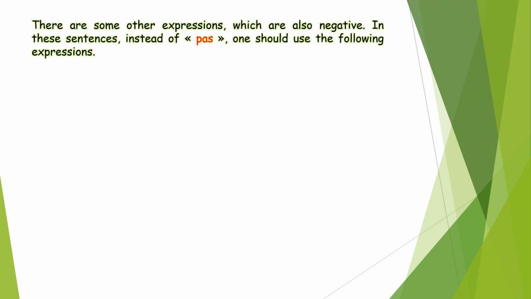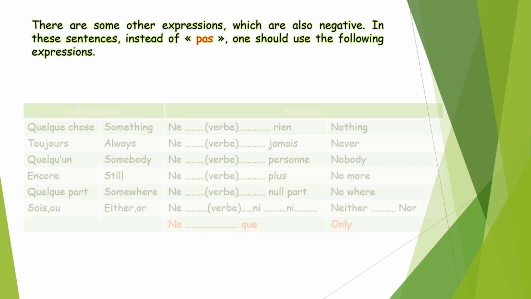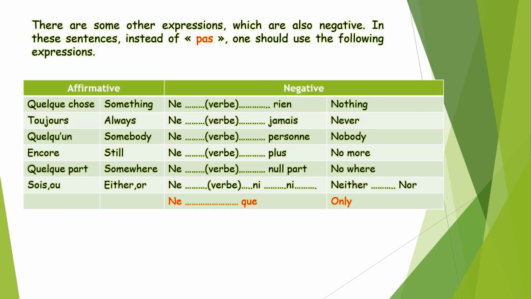There are some other expressions which are also negative. In these sentences, instead of pas, one should use the following expressions: quelque chose, something, ne rien, nothing; toujours, always, ne jamais, never; quelqu'un, somebody, ne personne, nobody; encore, still, ne plus, no more; quelque part, somewhere, ne nulle part, nowhere; soit ou, either or, ne ni, neither nor; ne que, only.